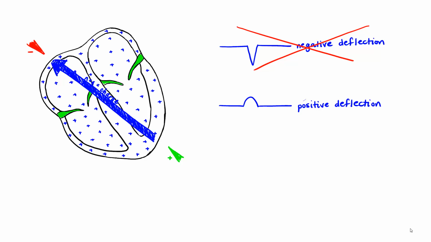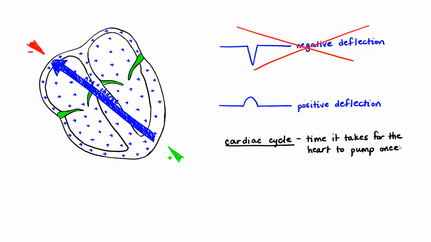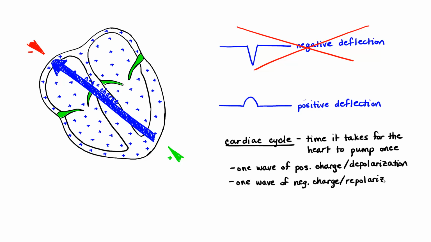Now, before I go ahead and show you what an EKG tracing from a patient would look like, I'd like to introduce one more concept to you, and it's a term called a cardiac cycle. And all a cardiac cycle is, is the time it takes for the heart to pump once. In order for the heart to pump, the cells in the heart have to get excited. That is, it has to experience a wave of depolarization, or positive charge, which is what we saw on the previous slide. And the cells have to reset again and go back to the negative state. So the heart has to also experience one wave of negative charge, or repolarization.